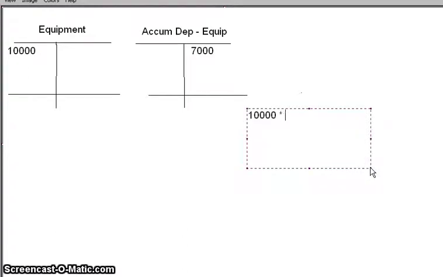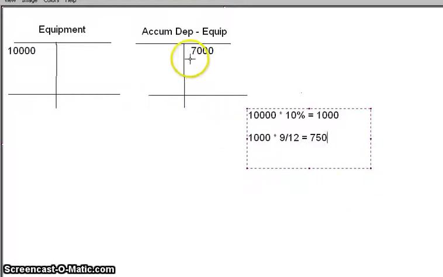$10,000 times 10% is $1,000 a year worth of depreciation, right? So we've got $1,000 a year, but we're only looking at January, February, March, April, May, June, July, August, and September. So we're really only looking at 9 months worth of depreciation where we have to catch up. So what we're looking at is $1,000 times 9/12 is $750. That's how much depreciation we have to include so far.